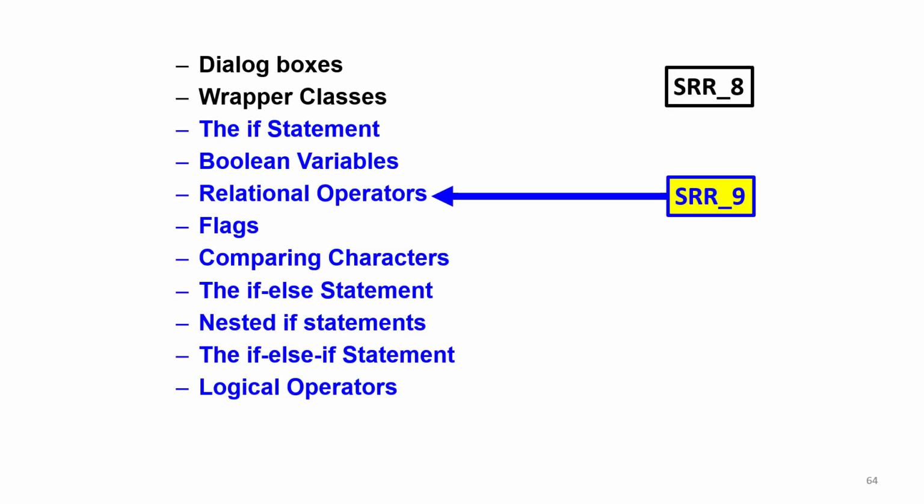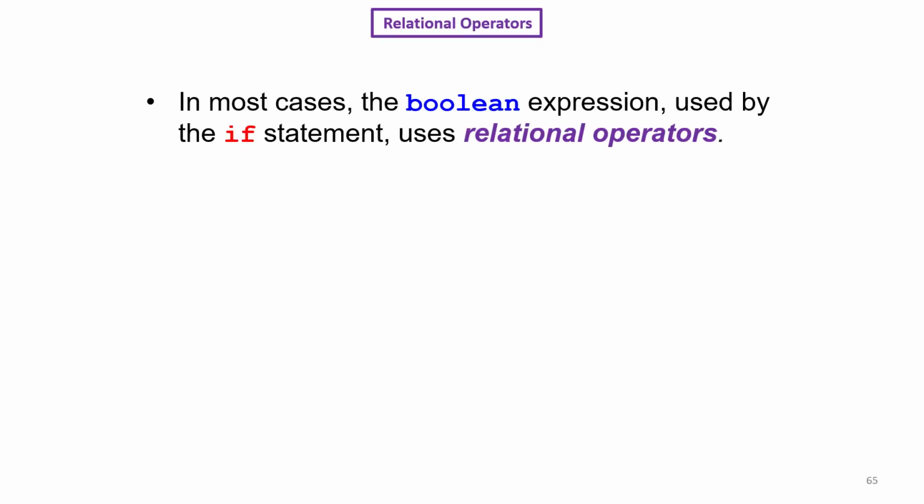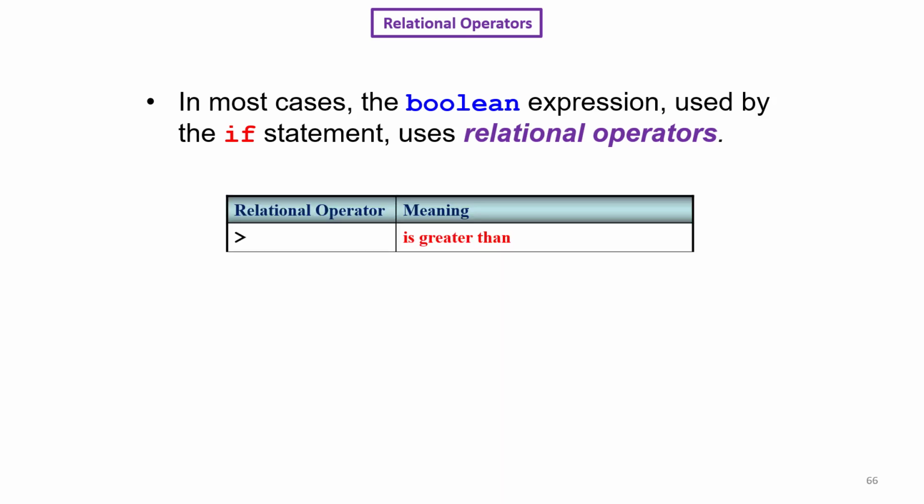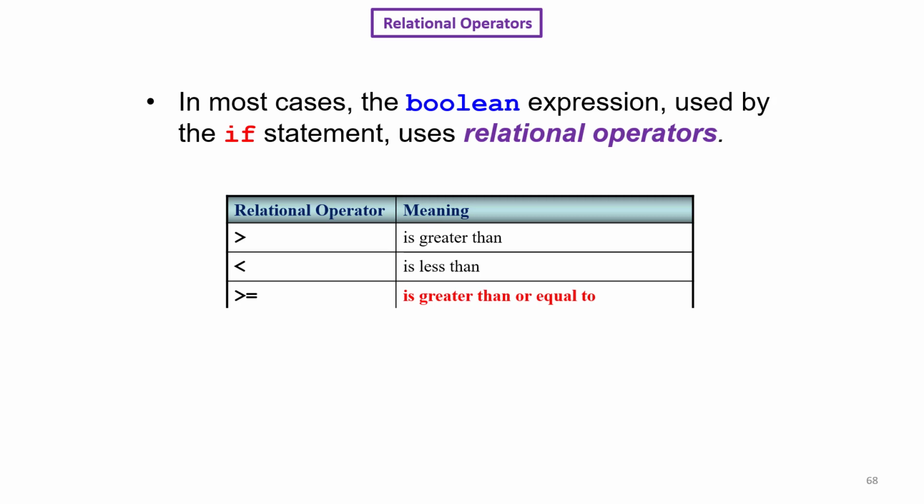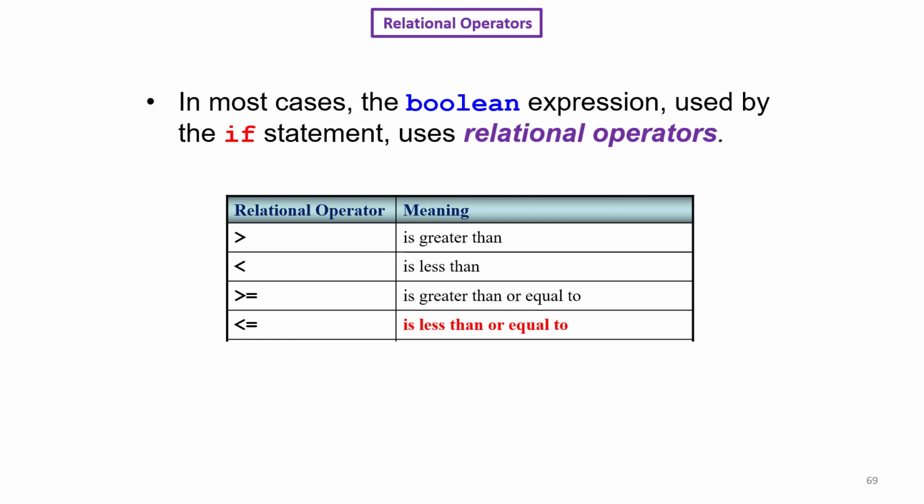Now let's consider relational operators. In practice, the Boolean expression used by the if statement typically employs relational operators. There are 6 of them. And here they are. First, the right pointing arrowhead operator is greater than. Next, the left pointing arrowhead operator is less than. Then the right pointing arrowhead operator concatenated with the equal sign is greater than or equal to. The left pointing operator concatenated with the equal sign is less than or equal to.